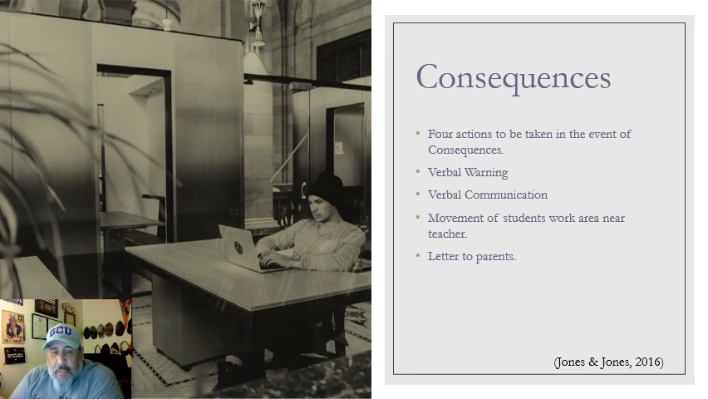Consequences. I wrote about four actions: verbal warnings, verbal communication, movement of student in the work area, and letters to parents. Students will be given a warning of their action, and the teacher is to document events that have taken place and the time and date. It's important that when issues like this arise, a teacher must have some form of documentation of the students' actions and behavior in the class.